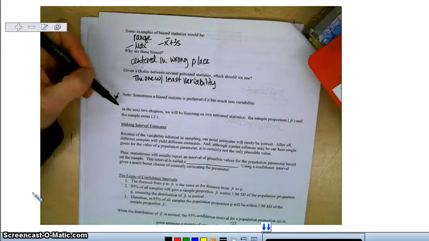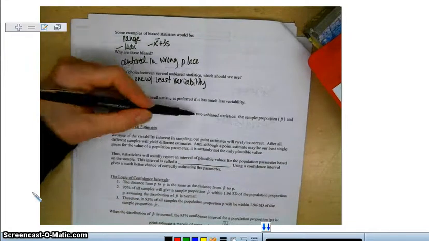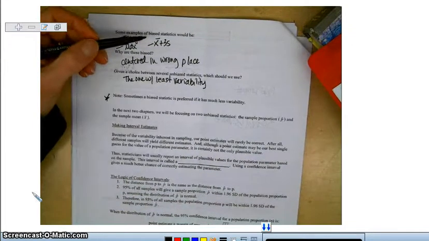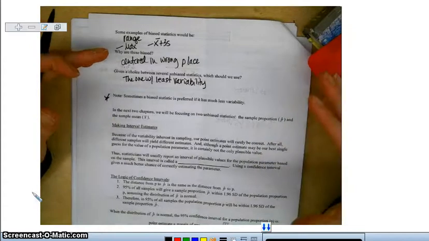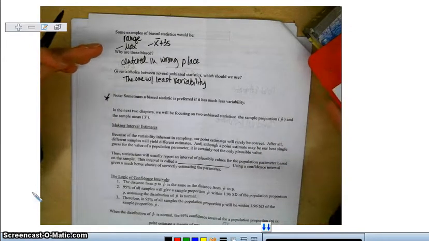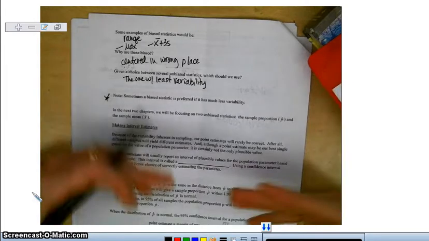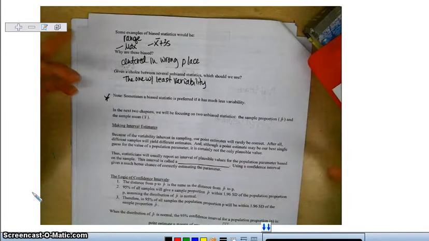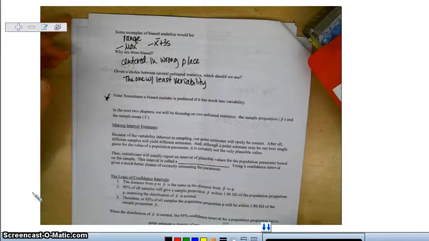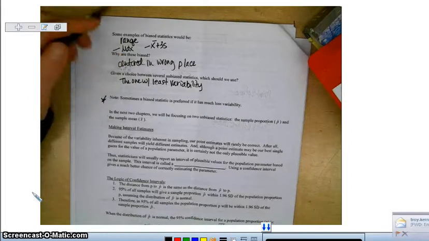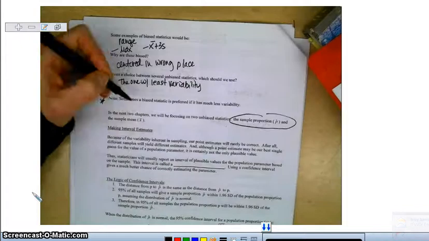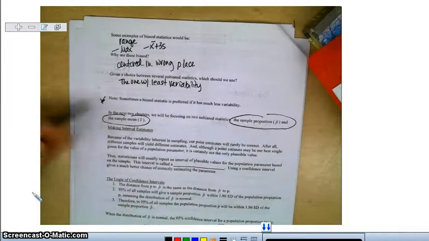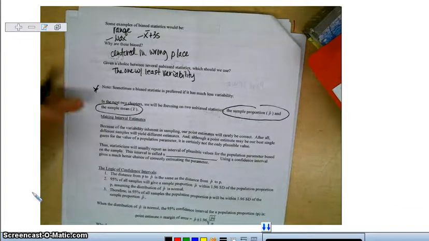All right, so in the next 2 chapters, we're going to be focusing on 2 unbiased statistics. Again, you aren't going to have to pick them. A lot of what we talked about just there was if you were a statistician trying to estimate something about a population and you knew it required some statistic that hadn't been calculated yet. They invent new statistics every day, by the way. So the 2 things we're going to use are the sample proportion p hat and the sample mean x bar. And today we're talking about the sample mean.